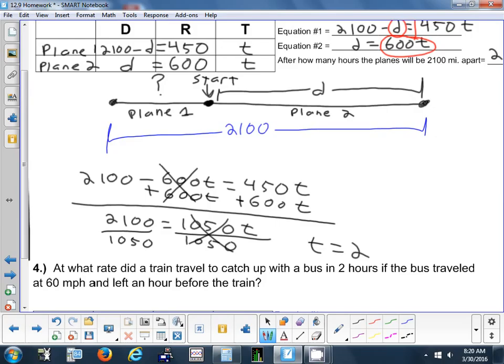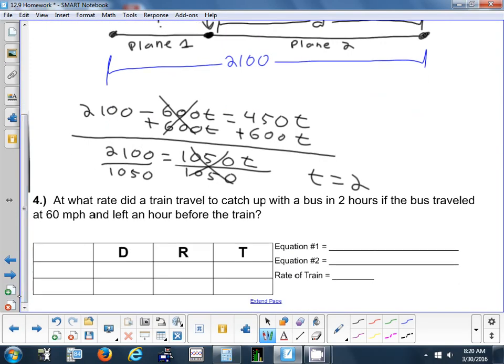Any questions on that one? All right. Last one. It says, at what rate did a train travel to catch up with a bus in 2 hours, if the bus traveled at 60 and it left an hour before the train? All right, that's a tricky one. We got to think about it. Well, I know I have a bus and a train. That's a good start.